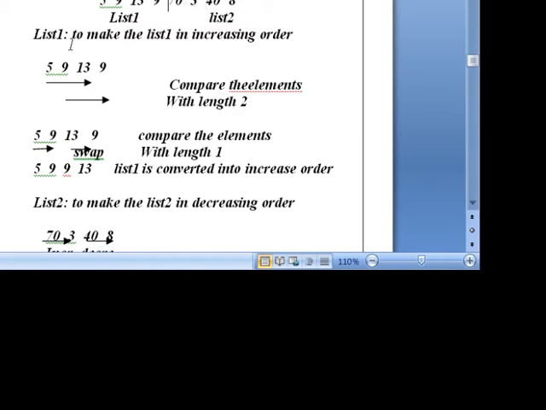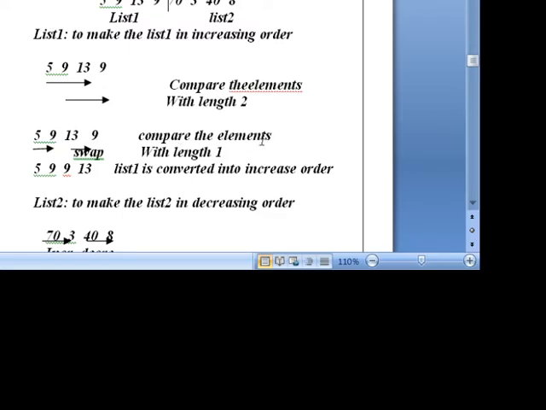Now take list 1 to make it increasing order. Compare the elements with length 2 and convert into increasing order. 5 and 13 go to one comparator, 9 and 9 go to another comparator. What is the output of the comparator? 5, 13 only, and 9, 9 only.